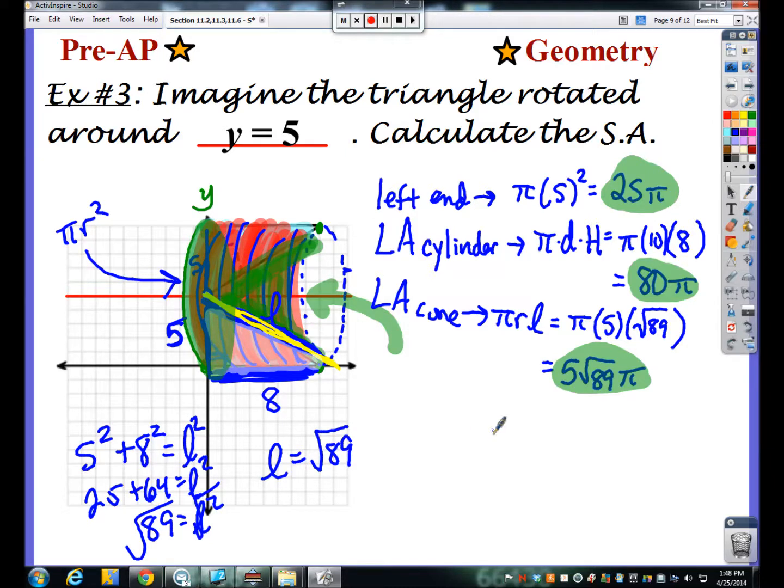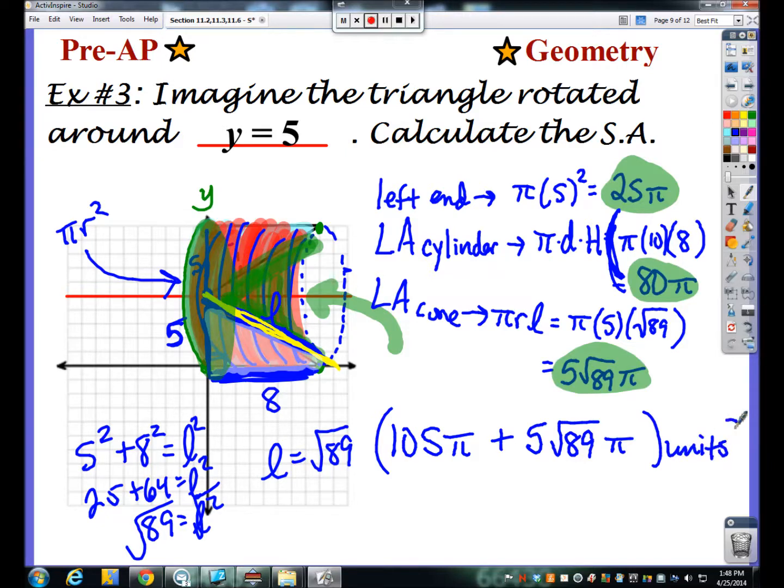Add all those together. Well, all of these numbers are pi numbers, so we may add them together, except the 5 root 89 has a square root in it, and the 25 and the 80 don't. So not all of our numbers can truly be added as one cohesive number here. But the 25 and the 80 I can go ahead and add, and that's going to give me 105 pi. And to the 105 pi, I can add the 5 root 89 pi. So you can write your answer like this, units squared.